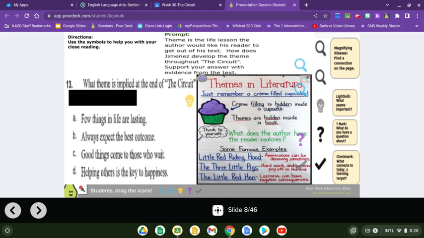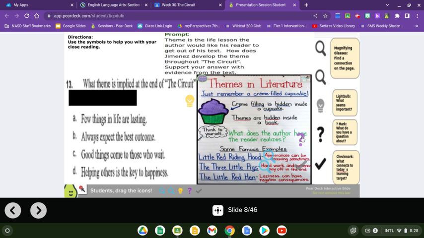Cool. Now let's look at themes in literature. Just remember that cream-filled cupcake from earlier. Cream filling is hidden inside a cupcake. Themes are hidden inside a book. What does the author have the reader realize? All right, well, they've got those 3 examples there. Let's look at those 3 examples. Well, Little Red Riding Hood, appearances can be deceiving sometimes, right? Don't trust that grandma's really grandma, might be a wolf. 3 Little Pigs, hard work and patience pay off in the end. Take the time to make your house out of brick, right? Notice how none of these themes mention parts of the story specifically, just the lessons.